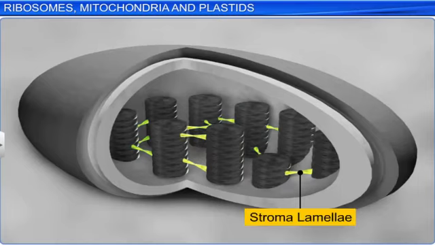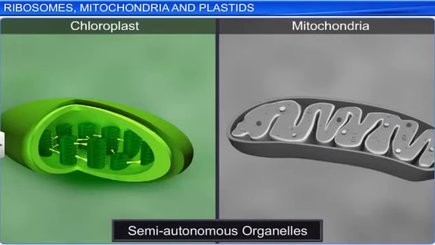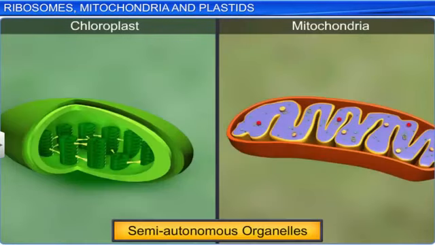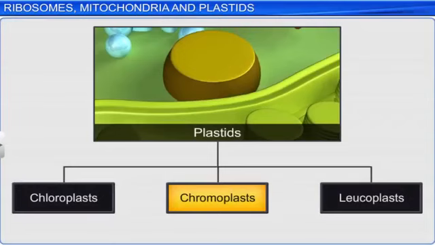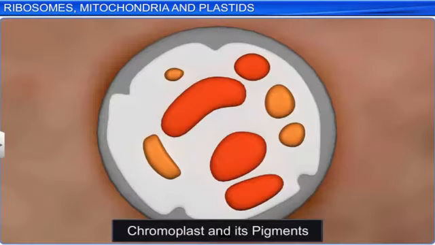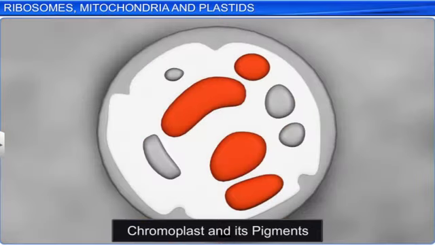Did you know that chloroplasts as well as mitochondria are known as semi-autonomous organelles as they possess their own DNA? Chromoplasts, another type of plastids found in plant cells, contain fat-soluble carotenoid pigments such as carotene and xanthophylls that give red, yellow, and orange color to plant parts.